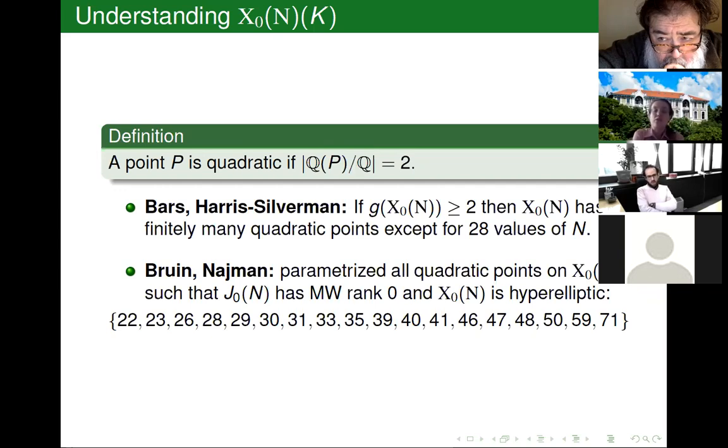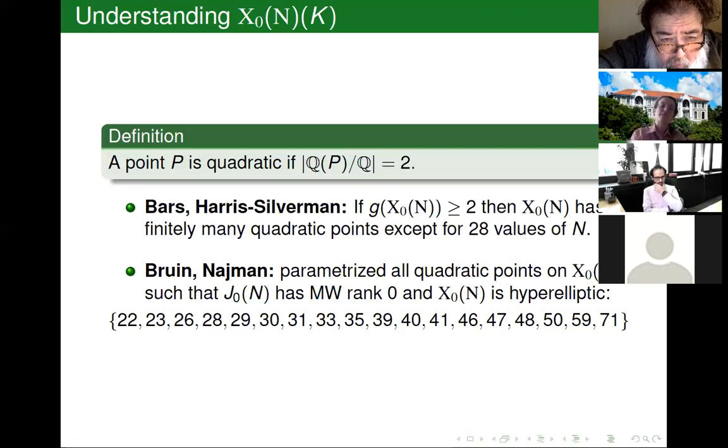Then we have the result of Box and Najman. They parameterized all quadratic points on X0n under the following restrictions. They want the Jacobian of the curve to have modular rank 0. And they want the modular curve to be hyperelliptic. So when you put these restrictions, the corresponding values of n are the ones that are in the set. So for these values of n, they found and parameterized all quadratic points.